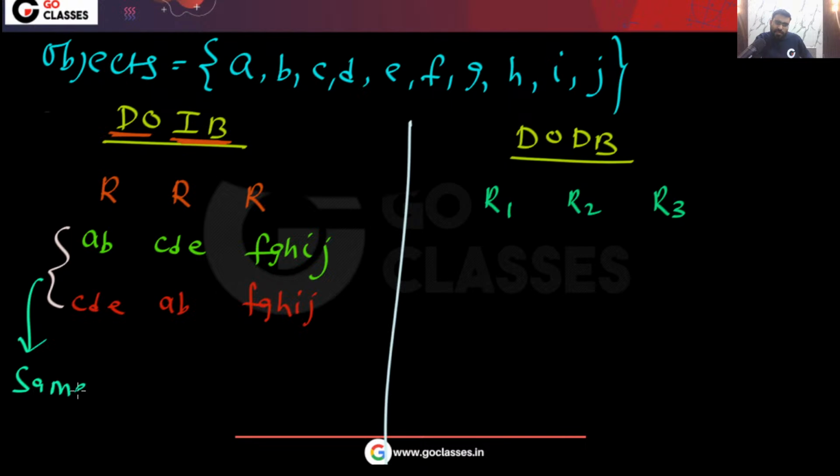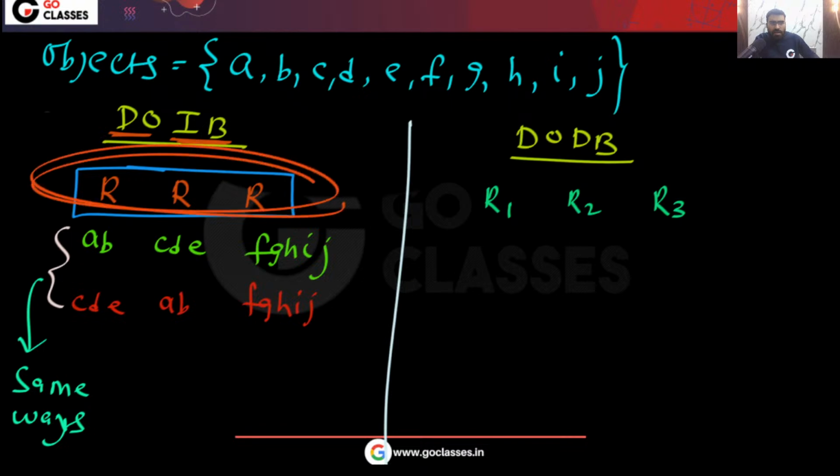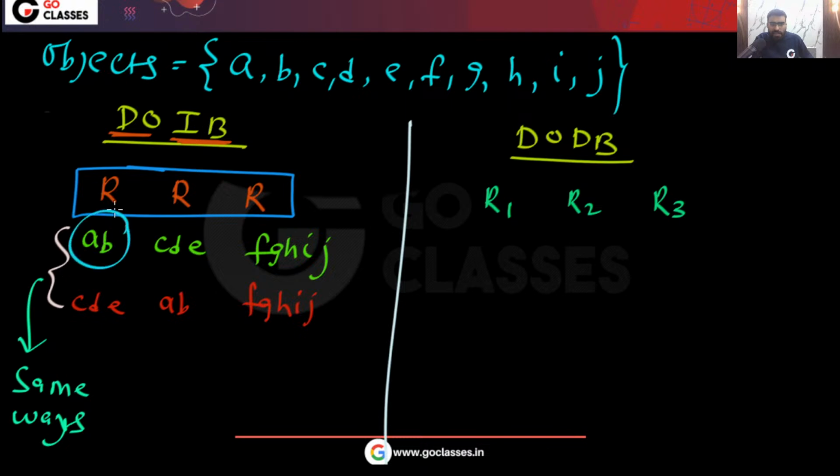They are basically the same ways, because all the boxes are identical. Remember, the boxes are identical, so there is no difference in the boxes. The only thing that matters is that AB is together, CDE is together, FGHIJ is together. Yes or no? So these two are same ways. Is this clear? But if I do it like this, for example AC here, BDE together, and FGHIJ, now they will be different.